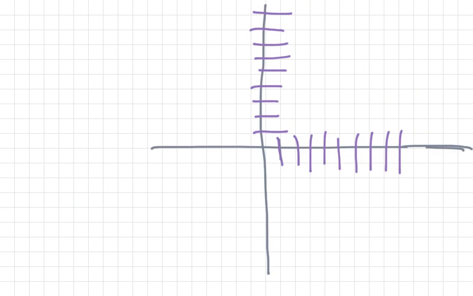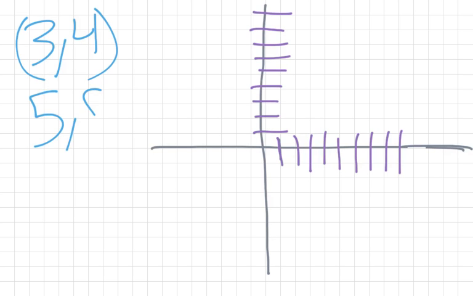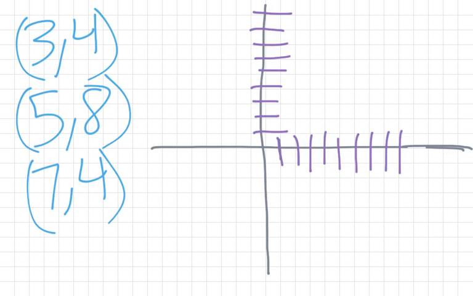Okay, now I have another empty graph, but I'm going to use those same points that we just did again. So I want you to do it again. We're going to do 3, 4, 5, 8, and 7, 4. Okay, you did this already, so you should be able to do it fairly quickly. So let's try this. Ready? 1, 2, 3, and I'm going to go up. 1, 2, 3, 4. So I'm going to go right here. So I know that's 3, 4, 5, 5, 6, 7.